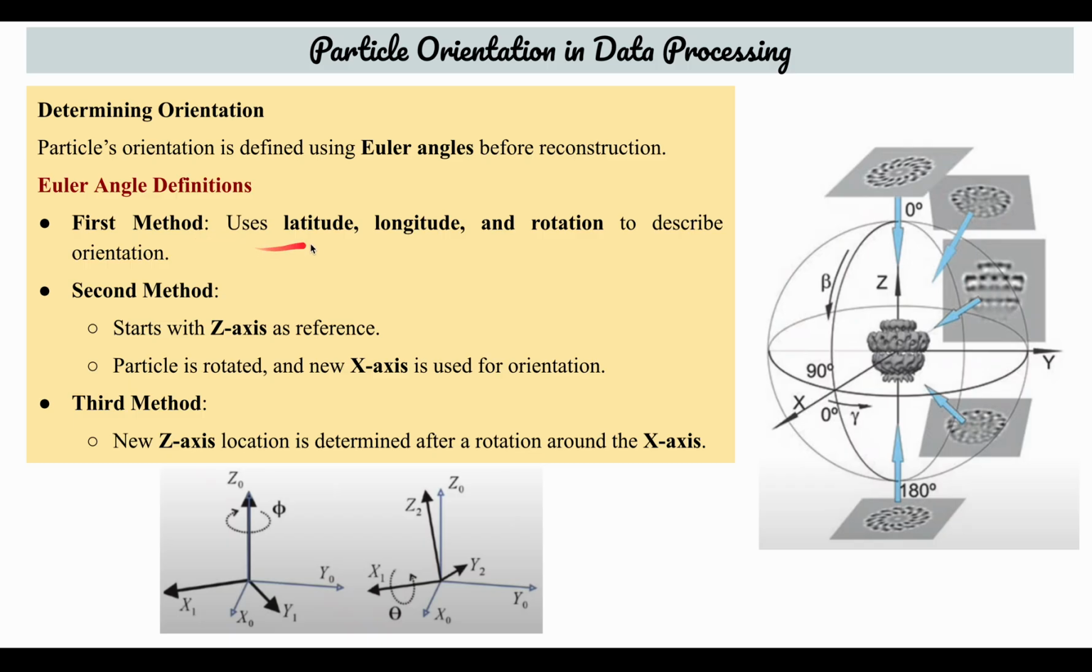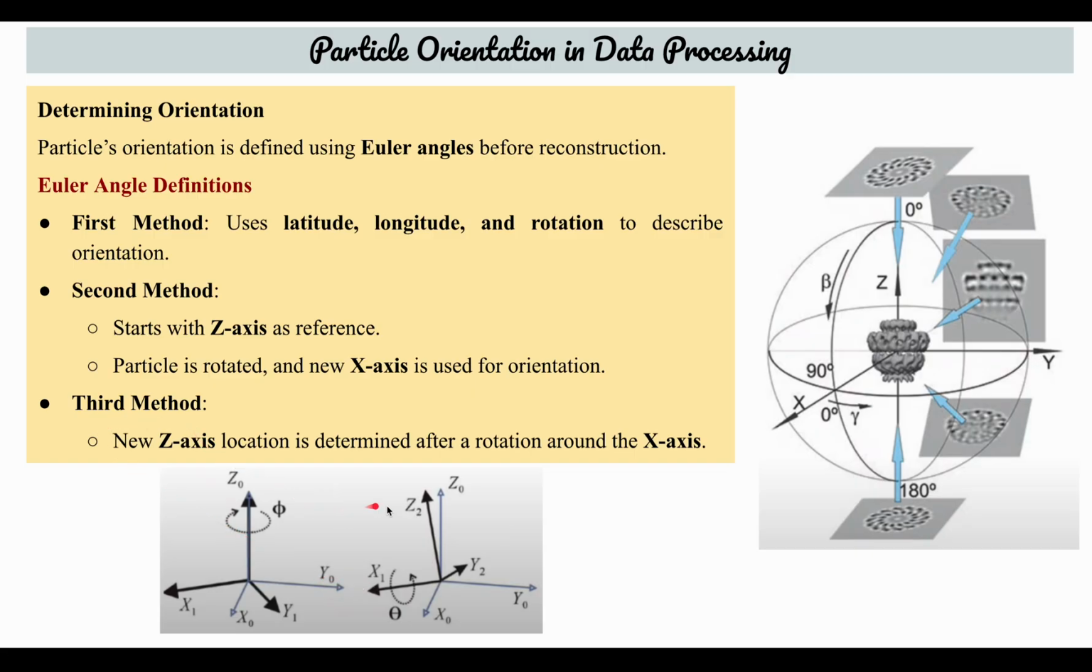The first method is that we use latitudes, longitudes and rotation to describe the orientation. So this is my protein. I will have 3 coordinates, because in 3 dimensions we have 3 coordinates, x, y and z. So the latitudes and longitudes can be defined, along with the rotation angles. That is the first method with which we can define the Euler angles. The second method is that we start with the z-axis as a reference. We rotate the particle, so for example, here we have a particle, and we rotate it around the z-axis and then see how the x and y axes change. That is the second method.